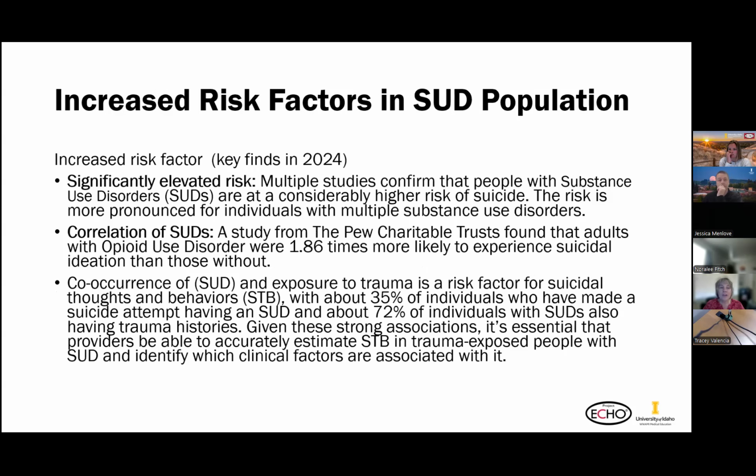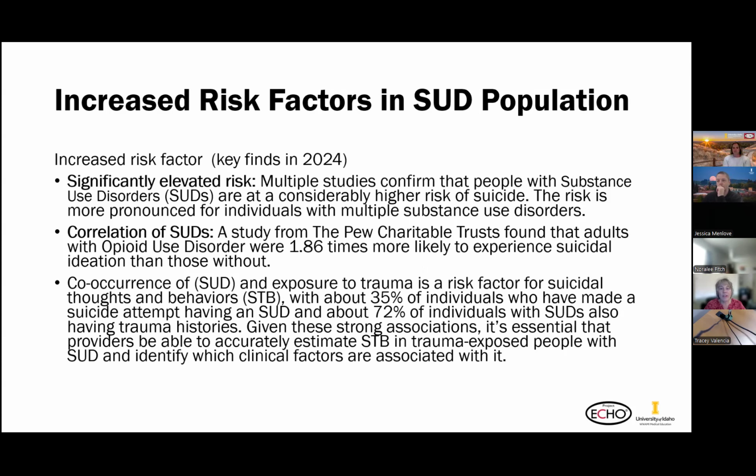So, what is that increased risk? These are key findings from 2024, and we found that there's a significant elevated risk in SUD clients. The risk is pronounced with people that have multiple substance use. And as we all know, working in the addiction field right now, the substances themselves have become more lethal. So even an unintentional overdose could be magnified.